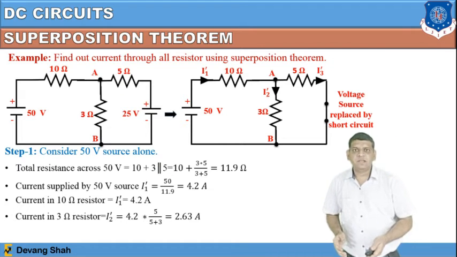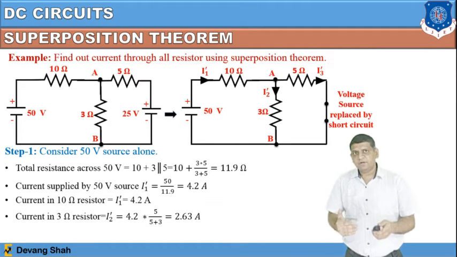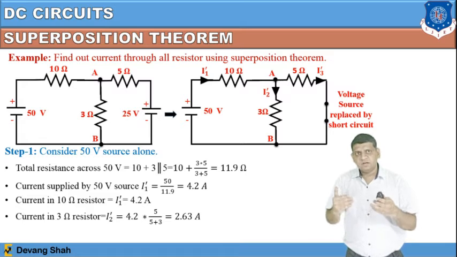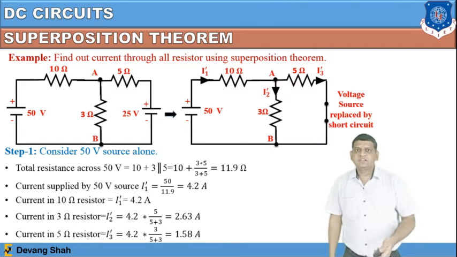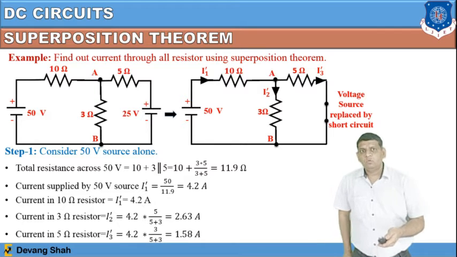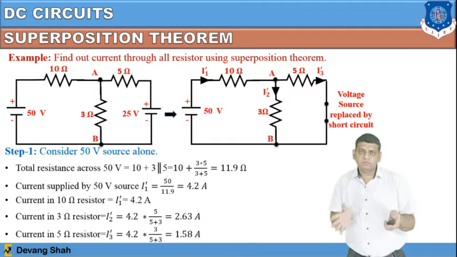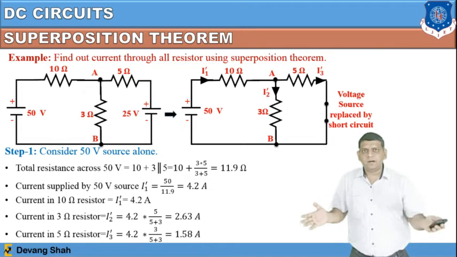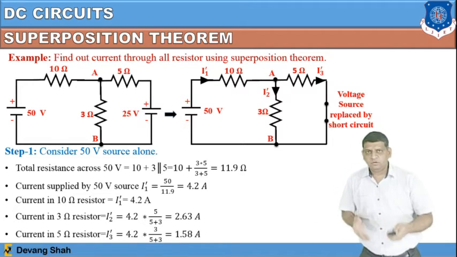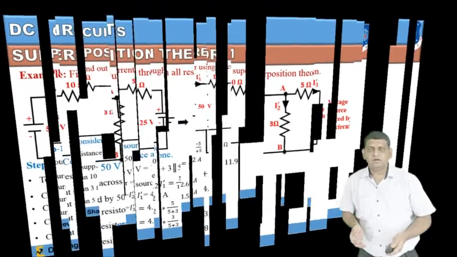So 2.63 ampere. That is the effect of current, the current which is passing through the 3 ohm resistance due to the effect of the 50 volt source. Then that current direction is again from A to B, from top to bottom, right? Same way, the current which is passing through the 5 ohm resistance is 1.58. So here we are looking for the current which is flowing through all independent resistances. So you can see all the effects here.